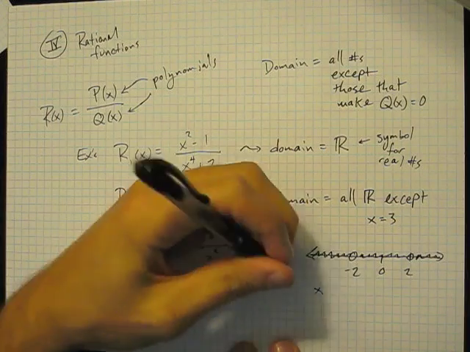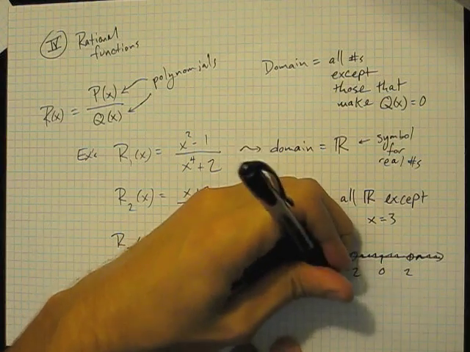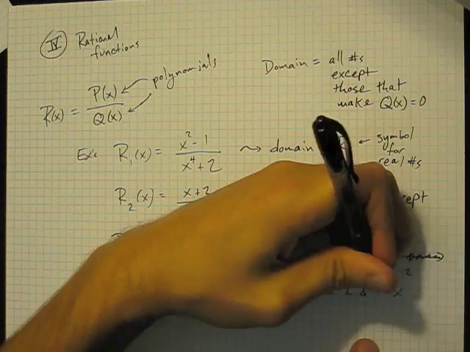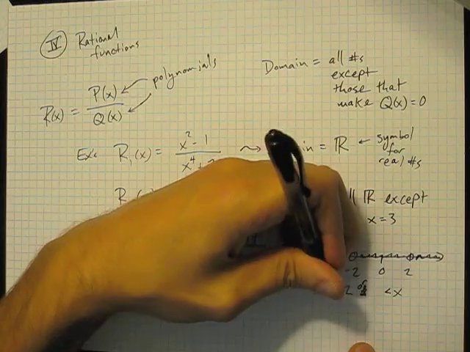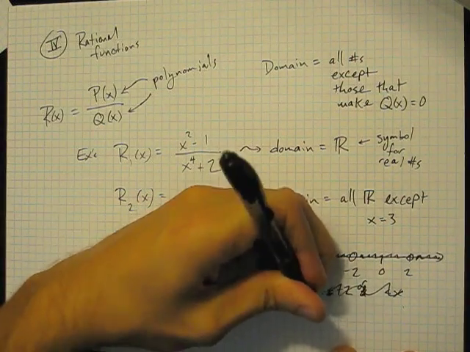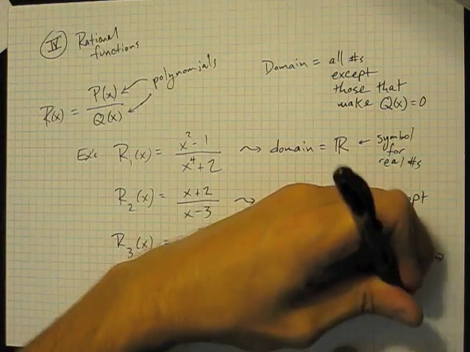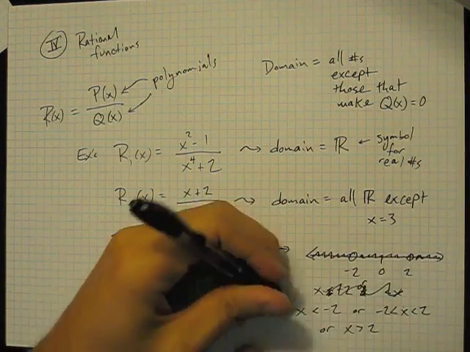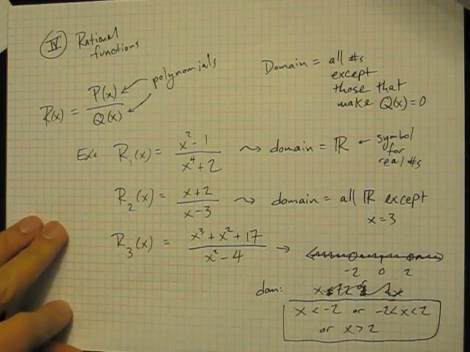Or you might say the domain is all x such that x is strictly less than minus 2, or x is strictly in between minus 2 and 2, or x is bigger than 2. So I'll accept any of these forms of the domain of a rational function.